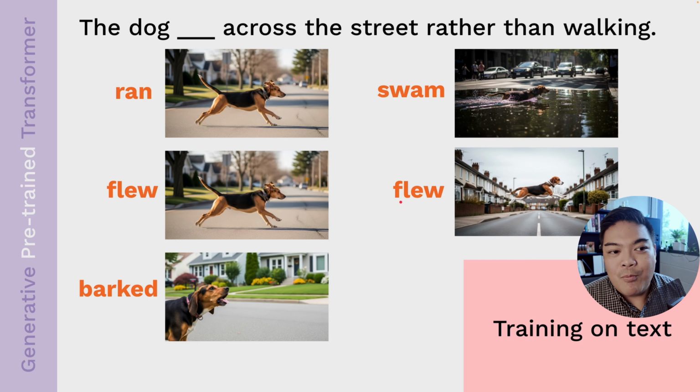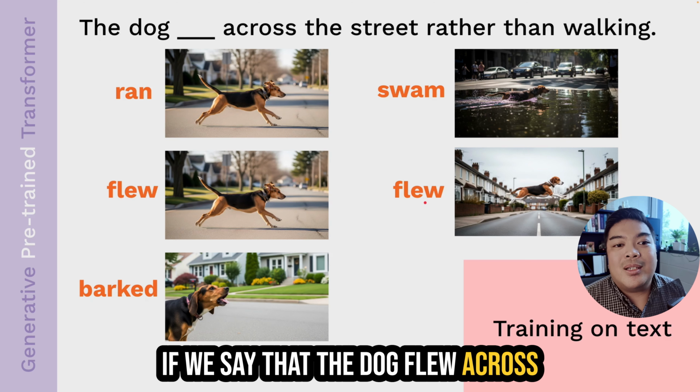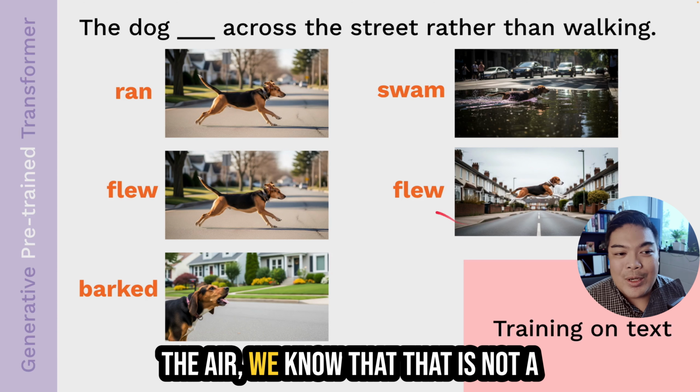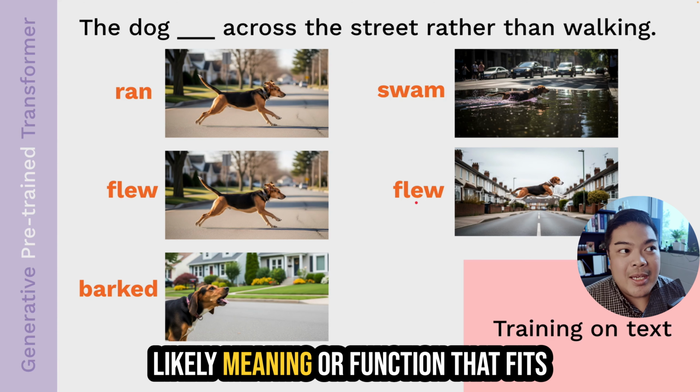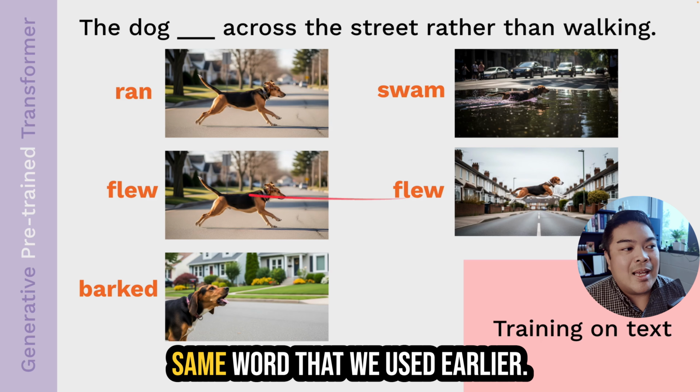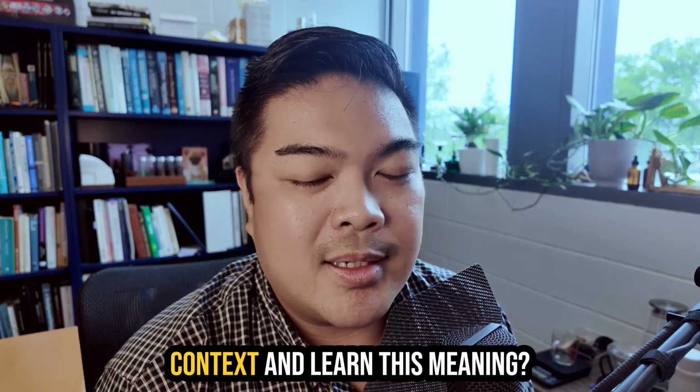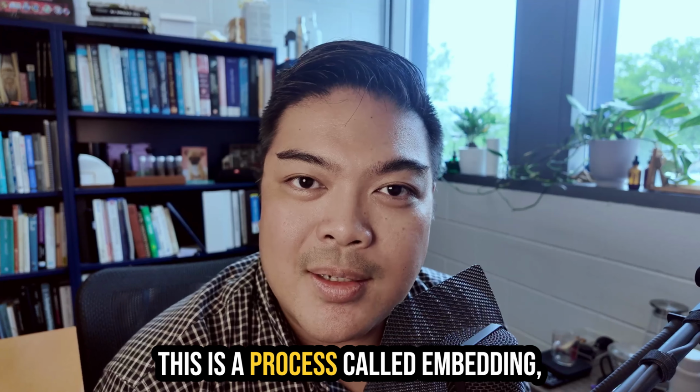For example, if we say that the dog flew across the street, meaning that it was flying, levitating, floating through the air, we know that that is not a likely meaning or function that fits in this space, even though it's the same word that we used earlier. So how does the computer learn this context and learn this meaning? This is a process called embedding.